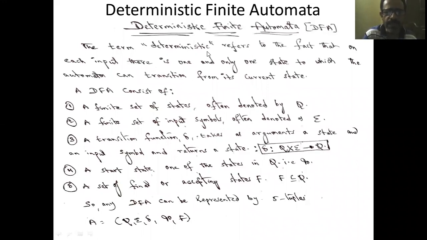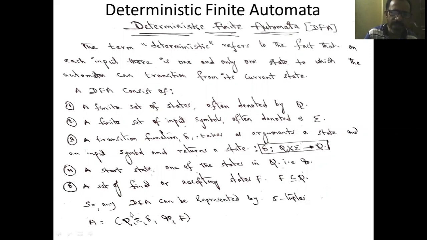But how can we represent a deterministic finite automata? Before seeing the representations, we will see what a DFA consists of, or how we can represent a DFA machine. Generally, a DFA can be represented by using 5 tuples: Q, sigma, delta, Q naught, F.